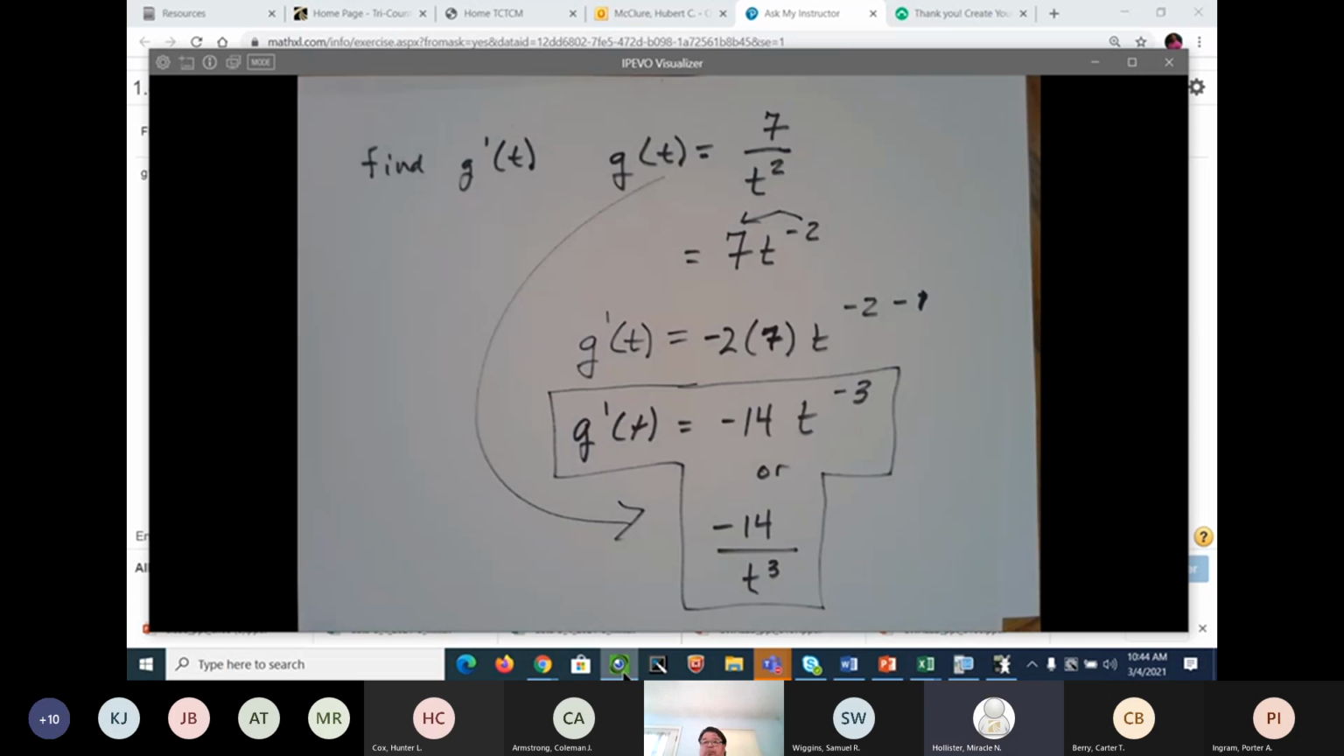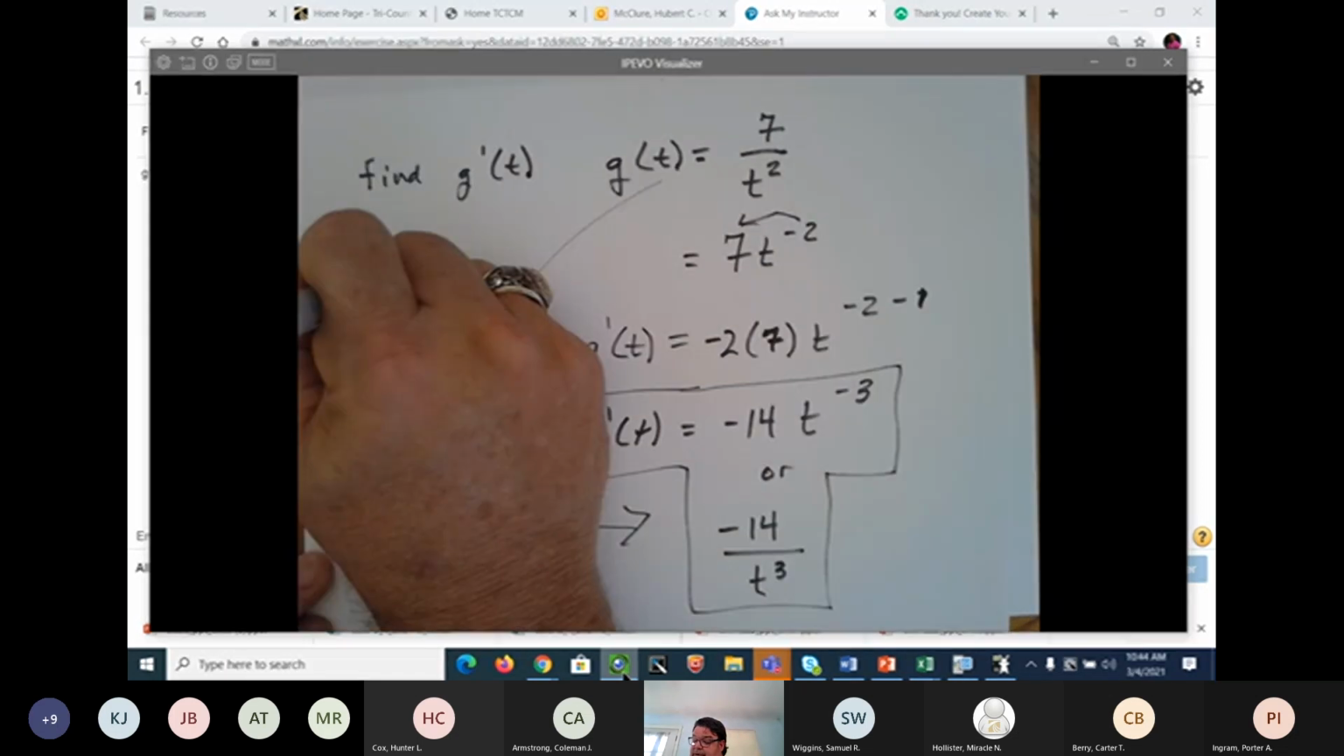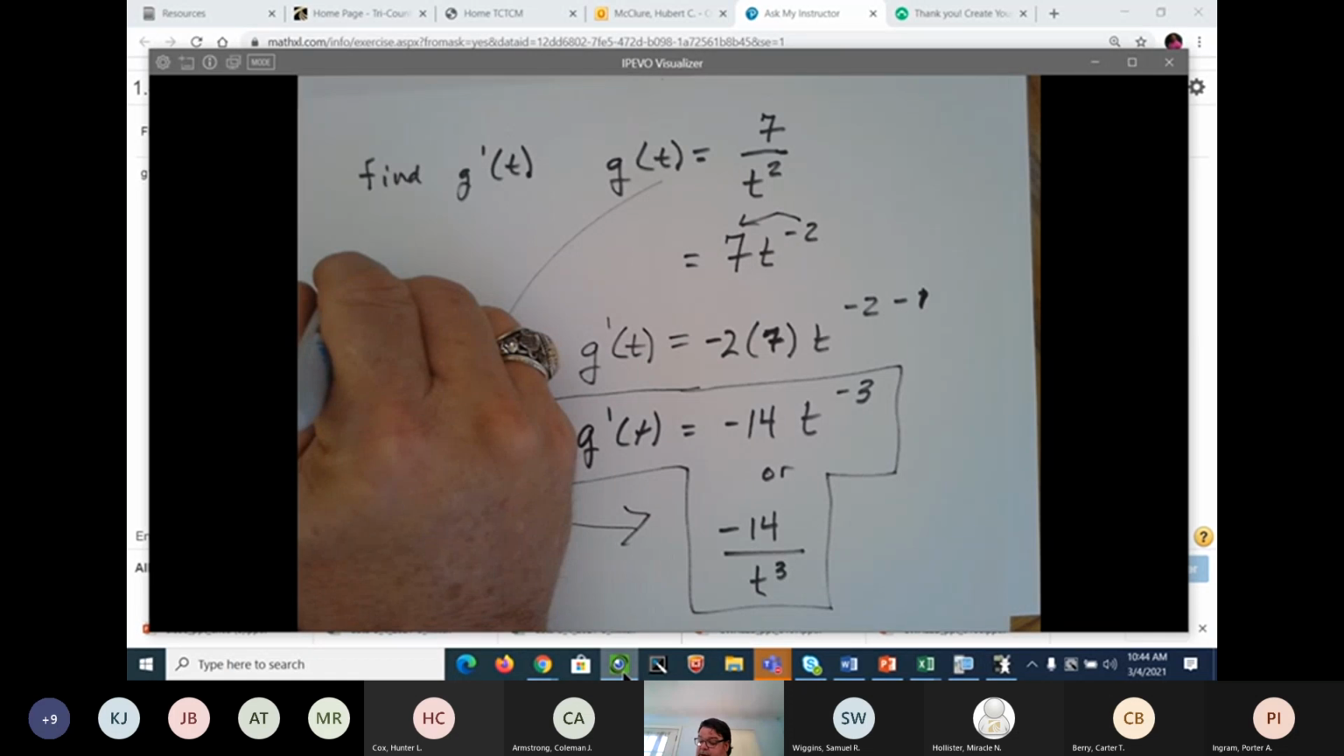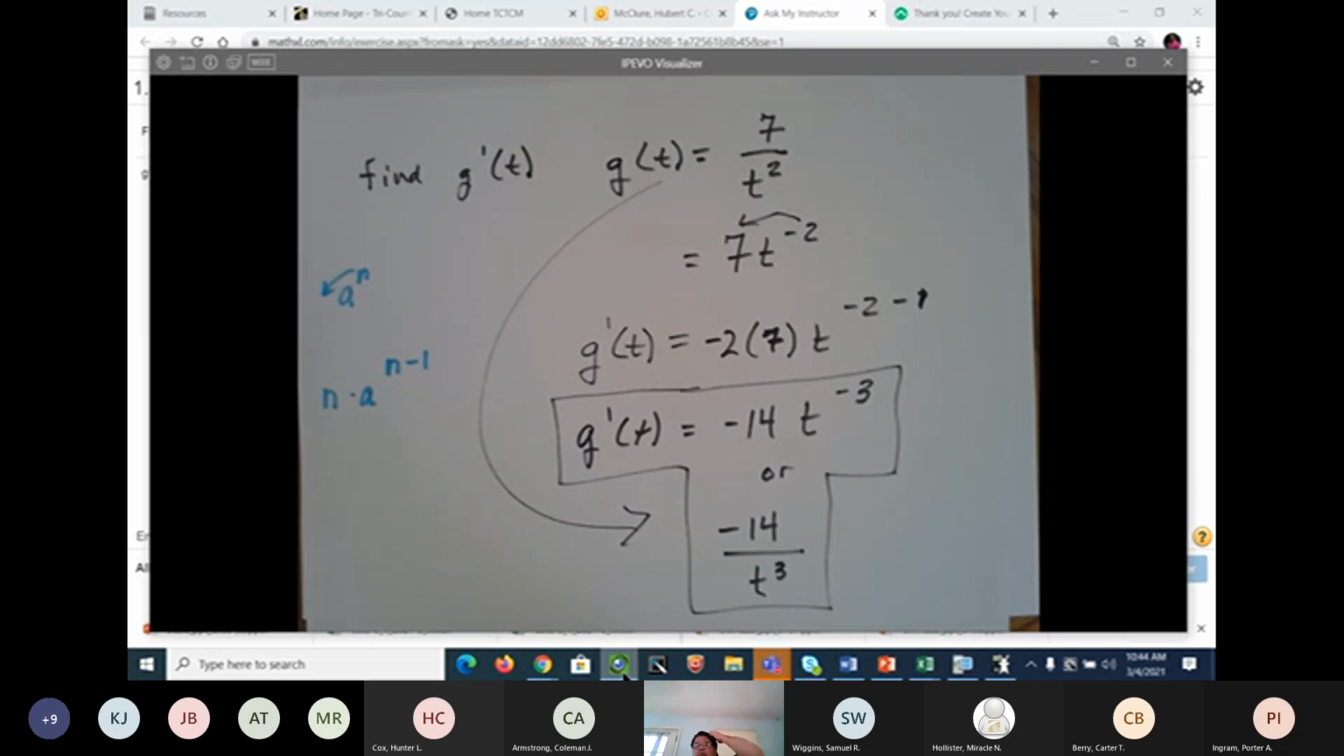Hubert, where's the -1 come from on that? Oh, that's the power rule. This is the power rule right here. Remember, I showed you. If I want to take the derivative of a to the n, then that n comes out front. So that'd be n times a, and then n minus 1. It's always n minus 1. You're always going to subtract that 1, always.